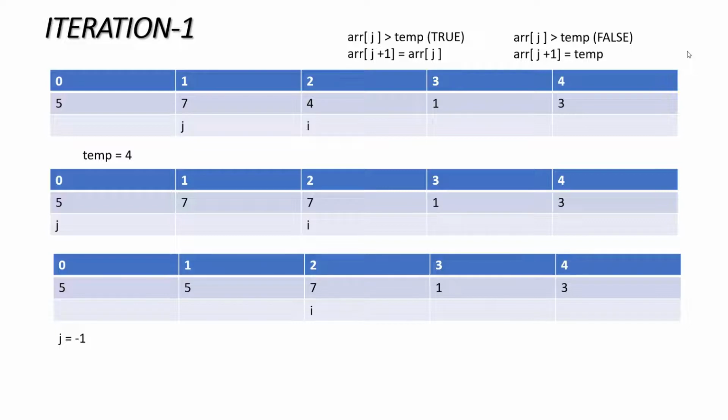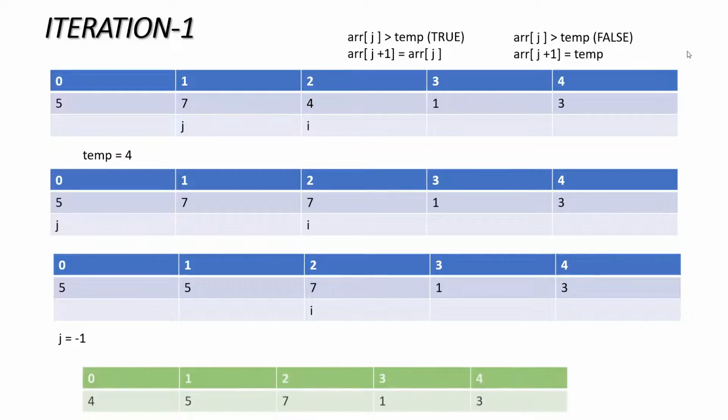Remember one thing, I am checking two conditions: whether the element in j index is greater than the temp or not, and the other condition is j is greater than or equal to 0. If the condition j less than 0 is true, then I will stop the iteration and simply copy the temp. That means I will insert the temp in j plus 1th index.